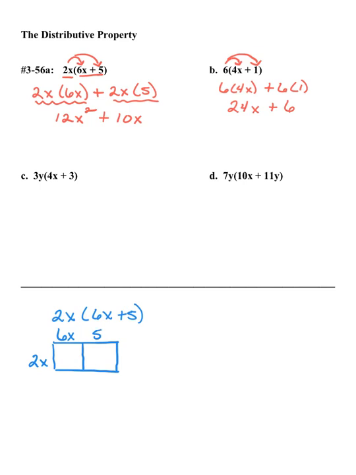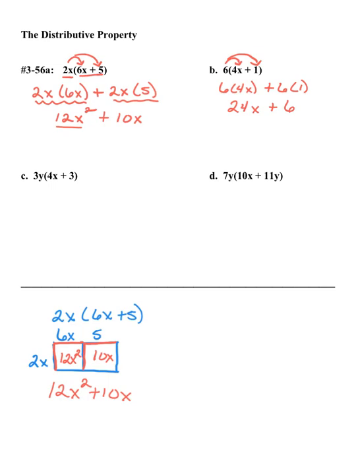Finding the area of each individual block, I'm taking 2x times 6x. That should sound familiar. That's exactly what we did right here. 2x times 6x is 12x squared. 2x times 5, again, that should sound familiar, and that gives us 10x. So I still get 12x squared plus 10x.